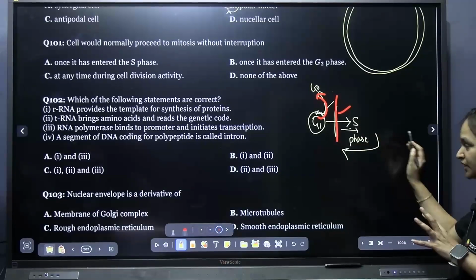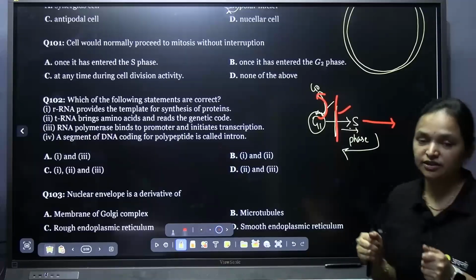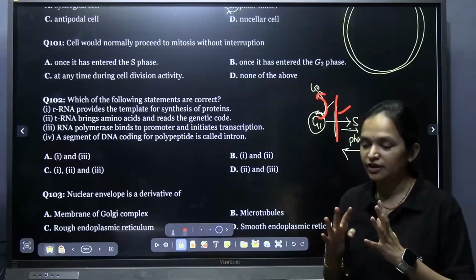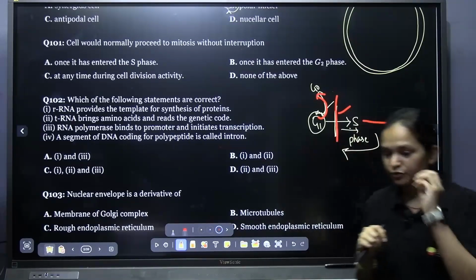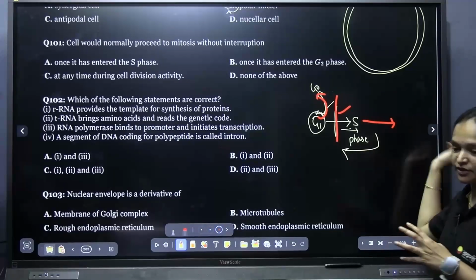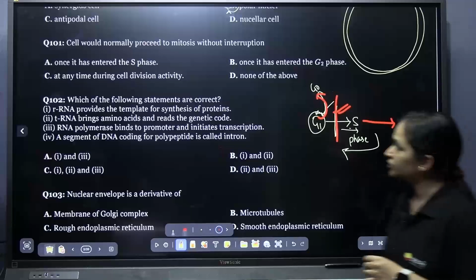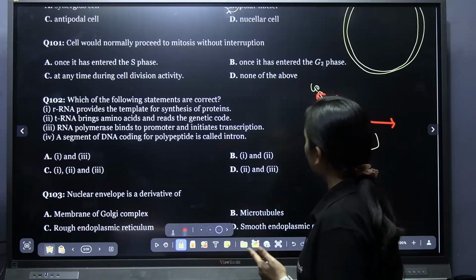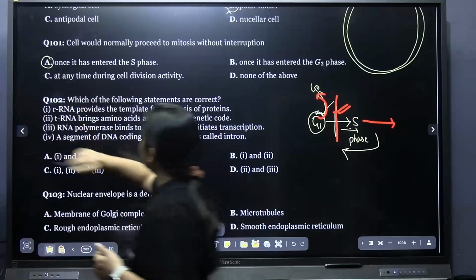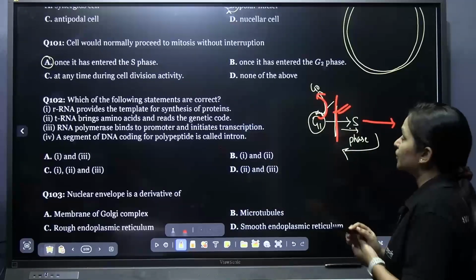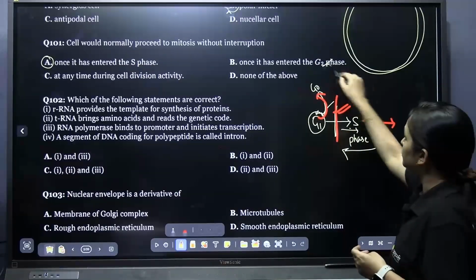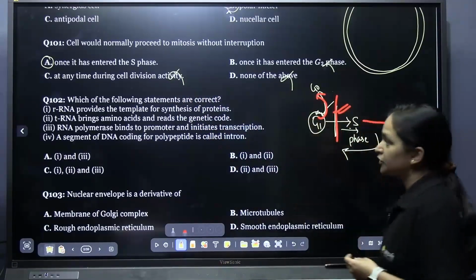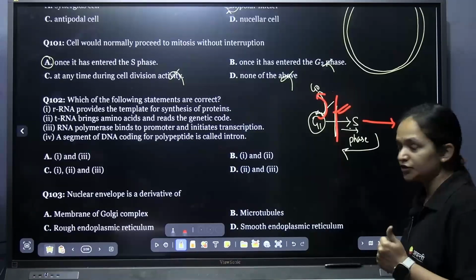And after going from here, if everything is good, like DNA replication has taken place in the right way, there is no mispairing or mismatching, nothing wrong in DNA replication, then it can proceed further. So, this is a checkpoint. The answer to this question is: once it has entered the S phase, it will proceed without interruption. Once it has entered G2, no. At any time of cell division, no. So it is once it enters the S phase. Understood?